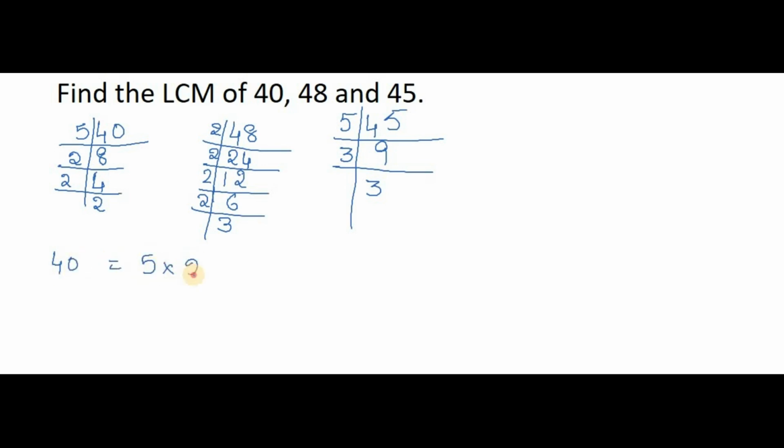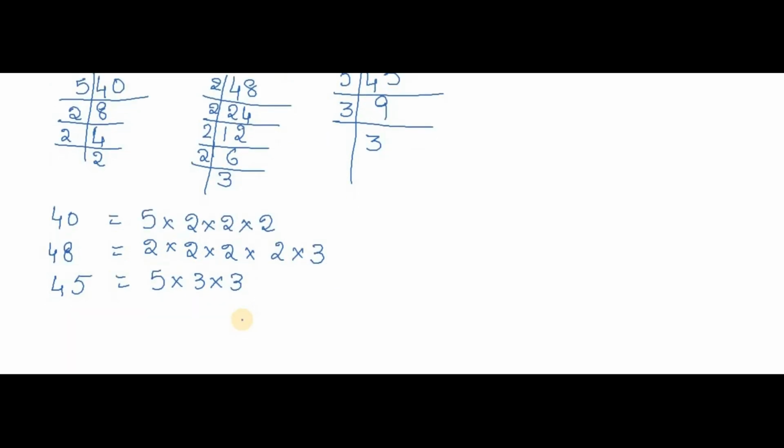40 is 5 into 2 into 2 into 2. And now for 48, 2 into 2 into 2 into 2 into 3. Now for 45, 5 into 3 into 3. So we are going to find the LCM for all these 3.